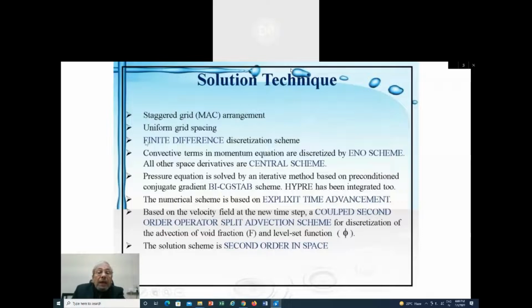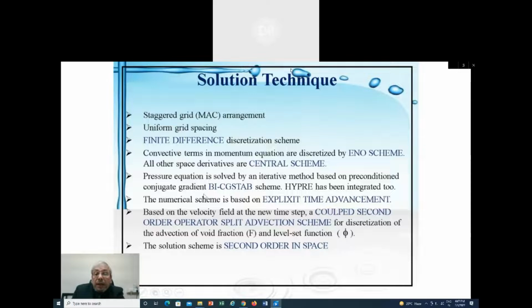So the overall algorithm is we use staggered grid, uniform grid spacing, finite difference discretization. The convective terms of the momentum equation are discretized using the essentially non-oscillatory scheme of Professor Stanley Osher, a very well-known scheme, the ENO scheme, and other terms are usually discretized by central difference scheme.